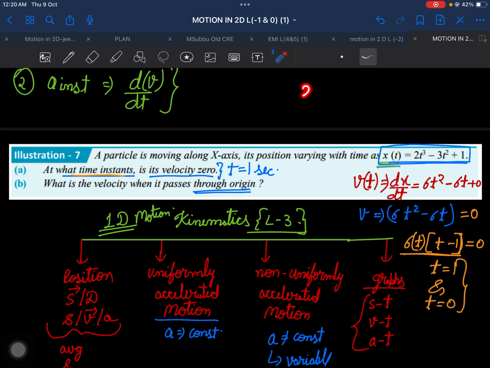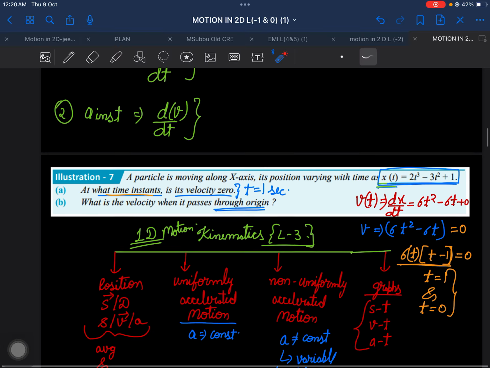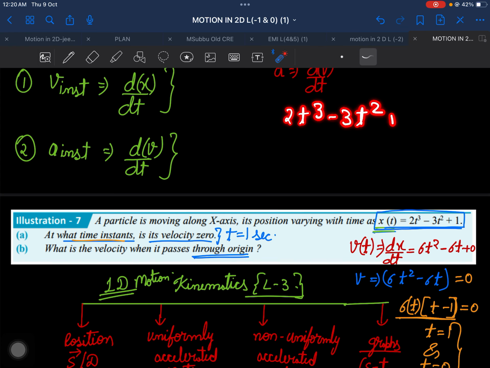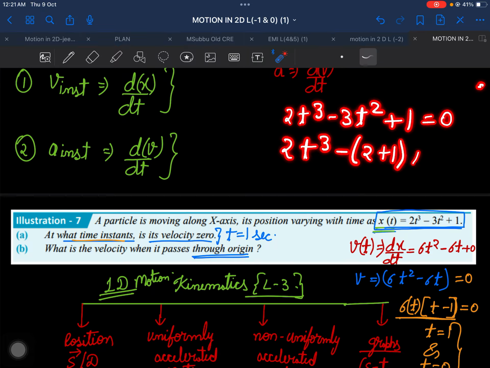Okay. So 2t cube, let me solve it here. 2t cube minus 3t square plus 1 is equal to 0. Just think, everyone. Now what do you have to do? You have to factorize this. So it will become 2t cube minus, this will become 2 plus 1, t square, the middle term splitting method, right? Plus 1 is equal to 0.